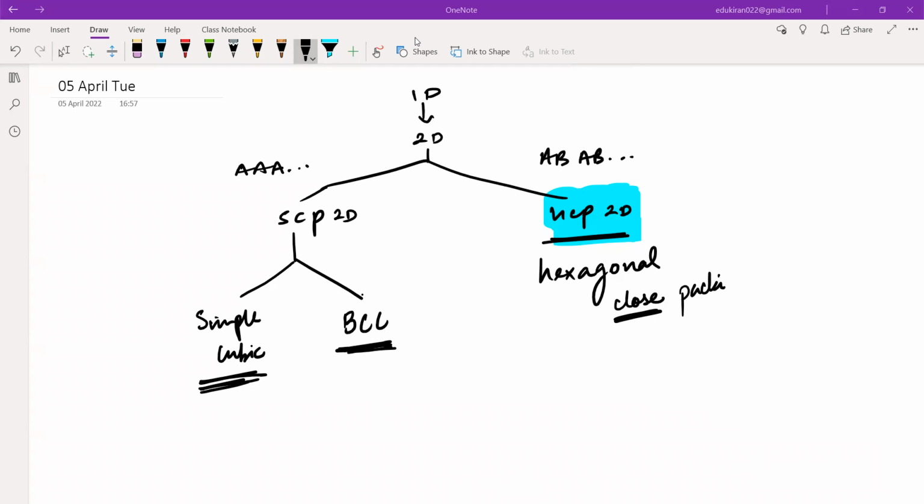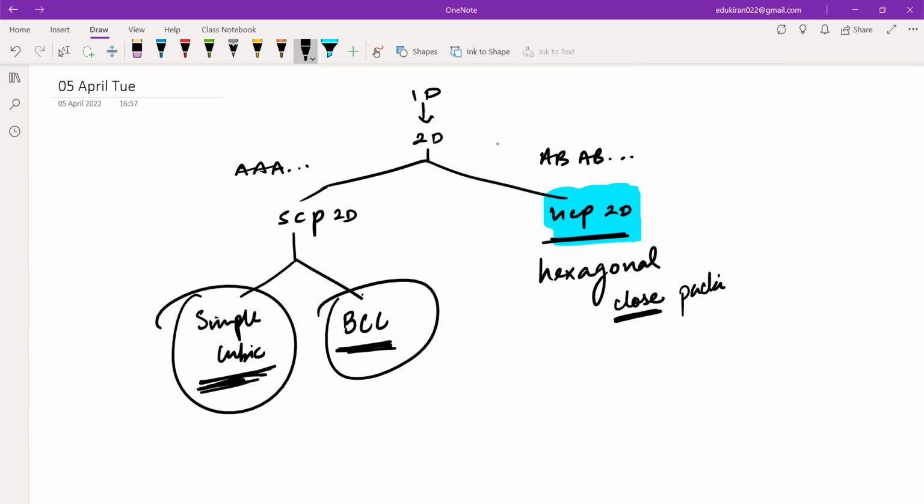Guys, start revising. Mazia is still saying HCP. We are asking here about simple cubic and BCC. Which is better, Mazia? Look at your notes and compare the packing efficiency. I'm telling each and every point. Why are you still answering HCP? Which is better, simple cubic or BCC?